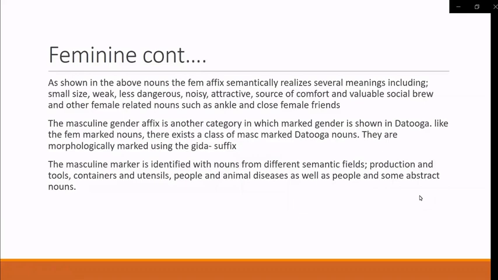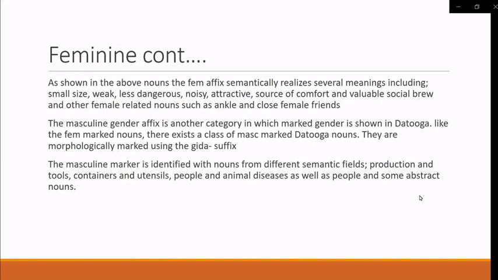Therefore, as shown from those, the feminine affix semantically realizes several meanings, including small size, weak, less dangerous, noisy, attractive, source of comfort and variable social brew, and other female-related nouns such as uncle and close female friends.